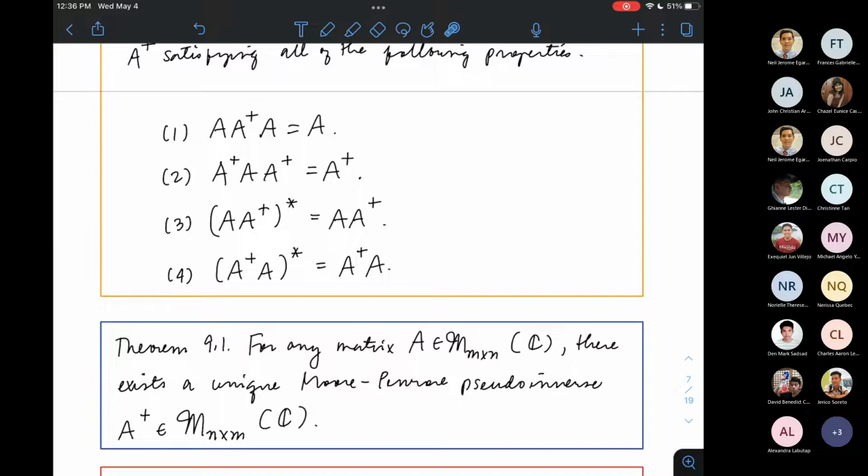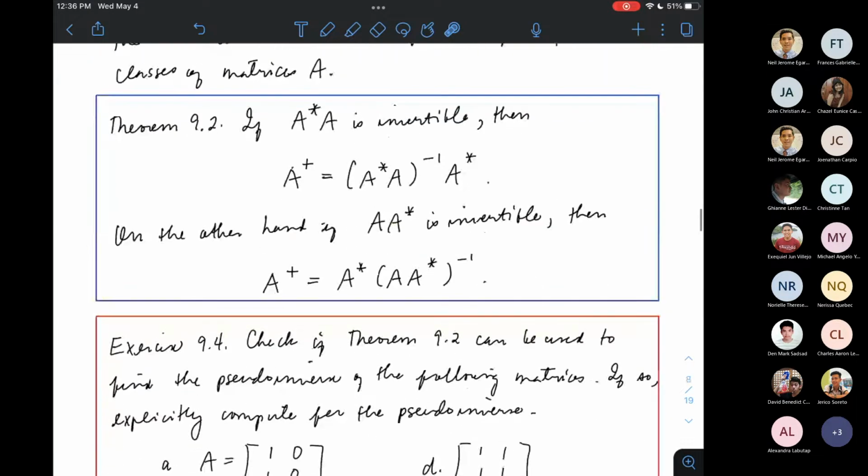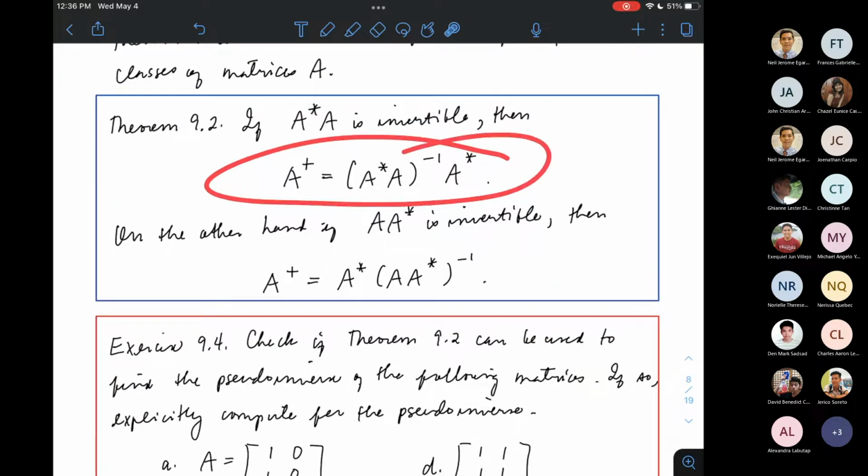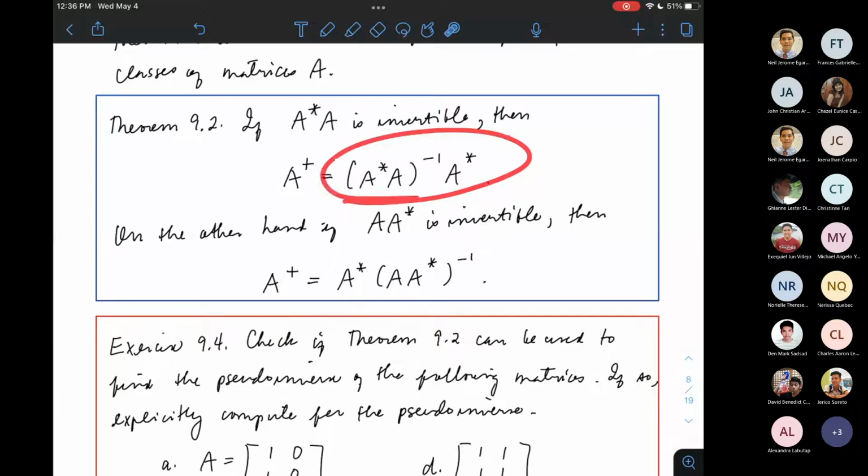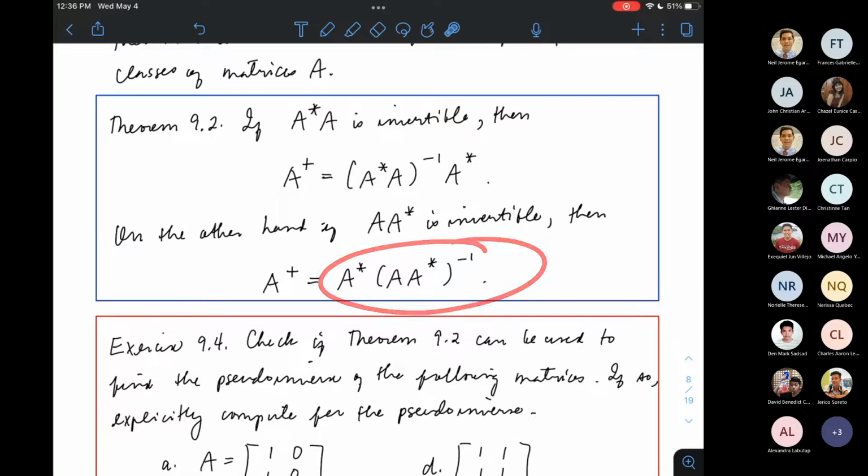Okay, malalaman natin na si A plus ay isang pseudo-inverse. But thanks to Theorem 9.1, unique yung pseudo-inverse. So we are forced to really say that A plus is equal to this guy. Pero on the other hand, na si A star naman, yung invertible, then yung pseudo-inverse ay equal dito.